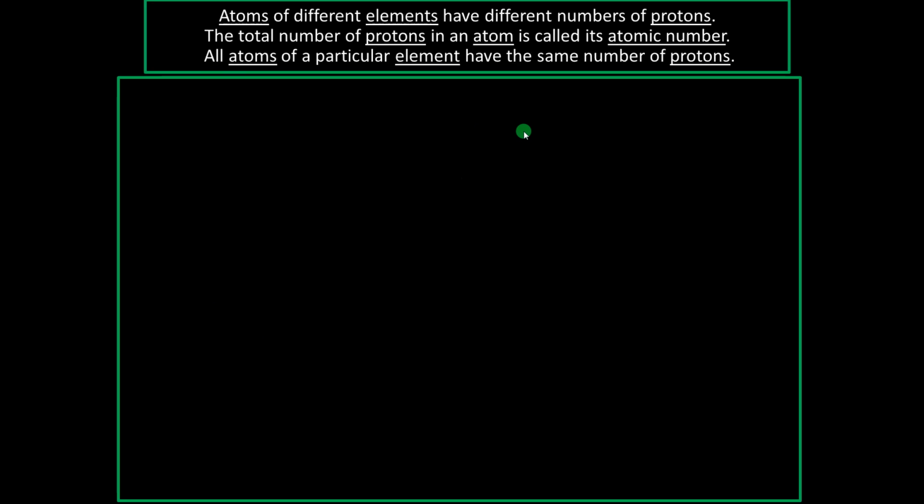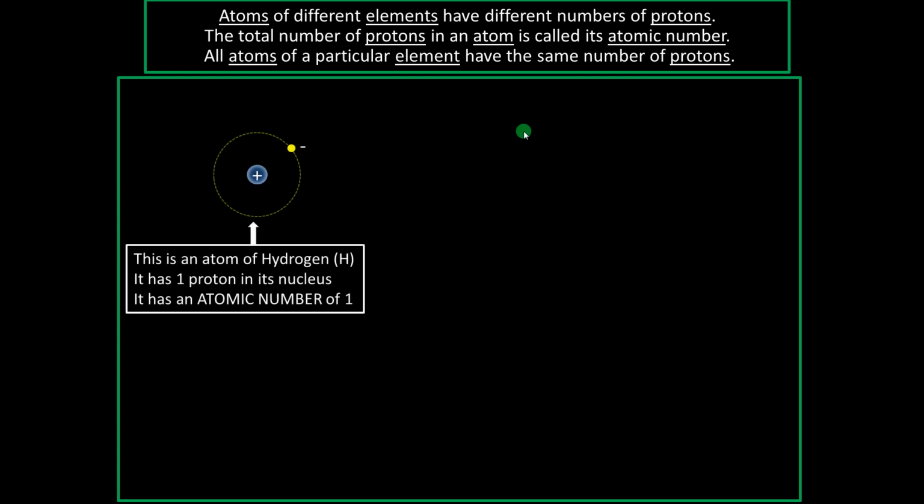Okay, moving on now, we're going to focus a little bit more on what's going on in the nucleus, and in particular how it relates to different elements. So, atoms of different elements have different numbers of protons. The total number of protons in an atom has a special name called the atomic or sometimes proton number, and every single atom of a particular element has the same number of protons.